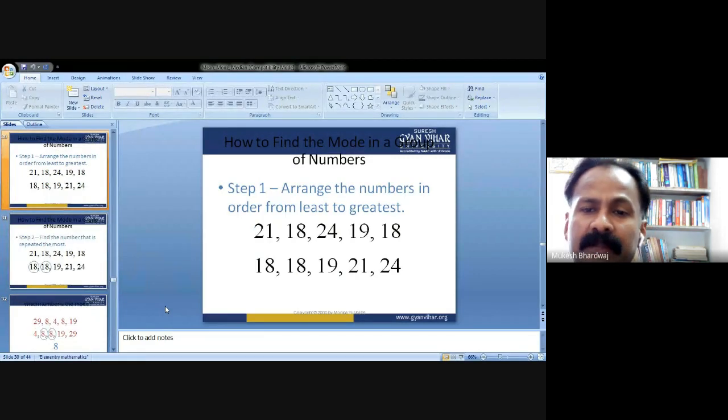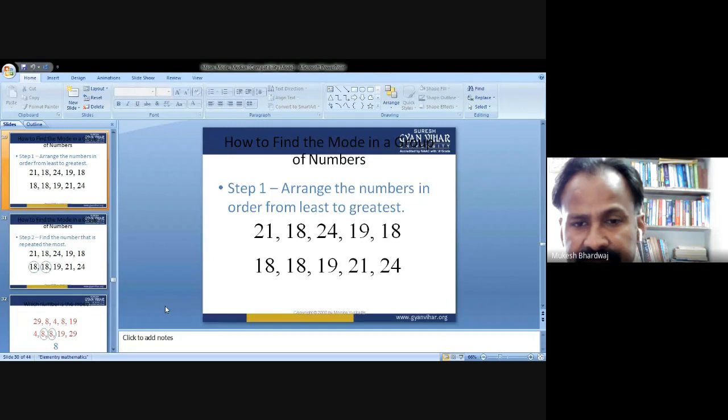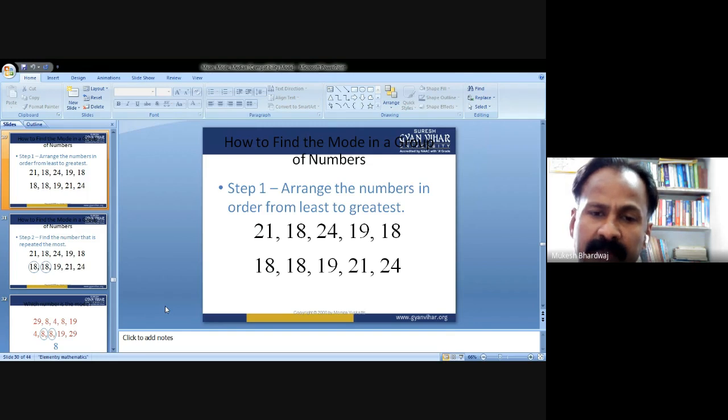Now, find out the mode in the given series. The question is from you people. You have to answer what is the mode of this series. 21, 18, 24, 19, 18 is provided to you. And the series is arranged from decreasing to increasing order. Now, what is the mode? 18. 18 is the mode, okay? Because 18 is repeated 2 times, and 19, 21 are not repetitive. So 18 is the mode of the series.